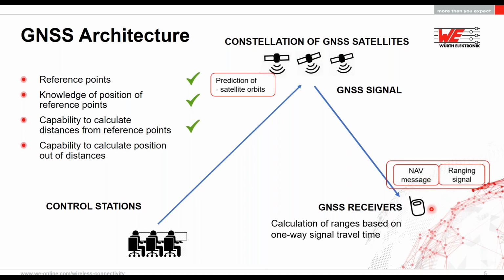The receiver is also capable of solving a system of equations with the measurement of distance and calculating the navigation solution. That means we are capable of calculating position out of distances. So we have all the elements we need to calculate position.